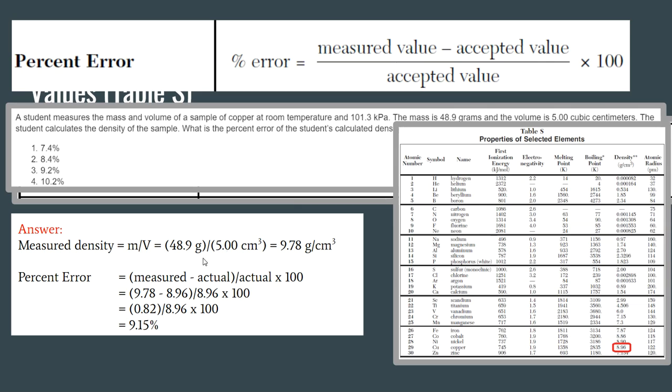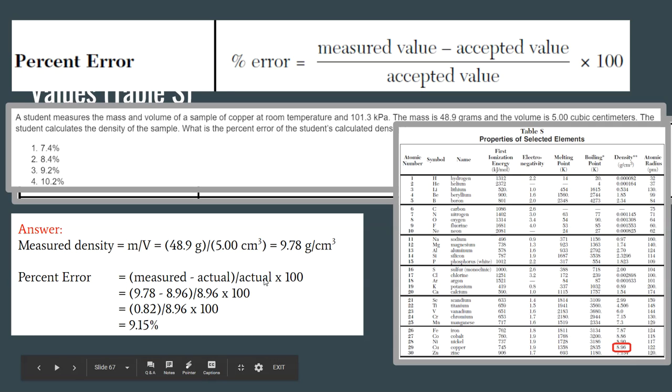So let's do that. You're given a mass of 48.9 grams divided by 5, which will give you 9.78 grams per centimeters cubed. Now, this is your measured density. This is what the student measured in the problem. What is the actual density of copper? Well, if you look on Table S, it's 8.96.